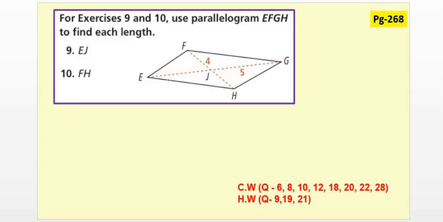EJ. Where is EJ? This one is EJ. Because this is the midpoint, both the diagonals bisect each other. So if GJ is 5, EJ will also be 5. So for question number 9, we can say that the measurement of EJ will be 5. Right? Now to find FH, FH is the whole line.